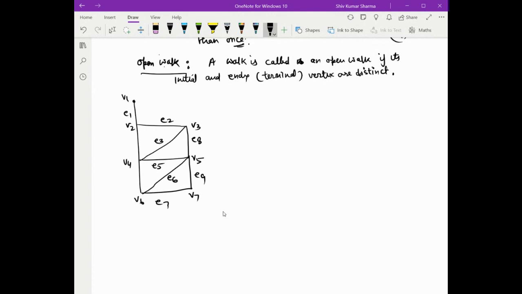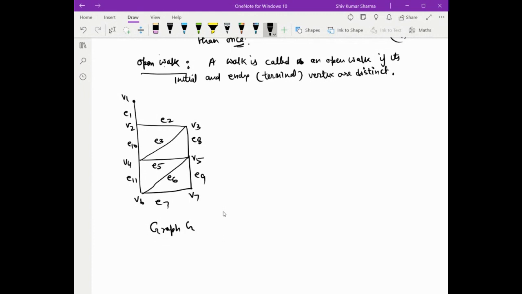Two edges are remaining. E10, this is E10 and E11. So 7 vertices and 11 edges in this graph. This is the graph G. So we make the open walk of this graph.